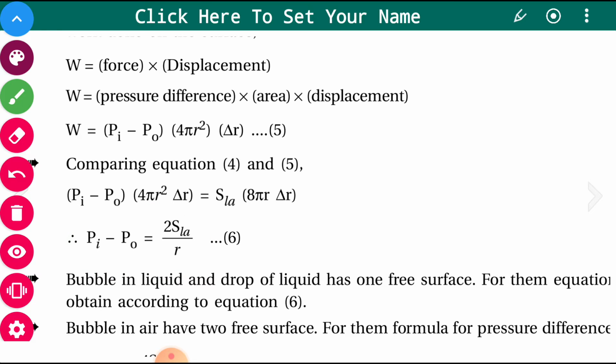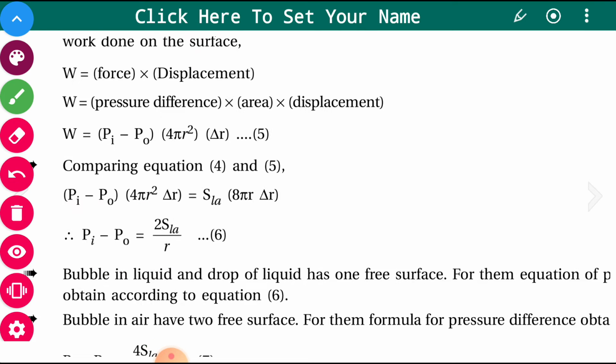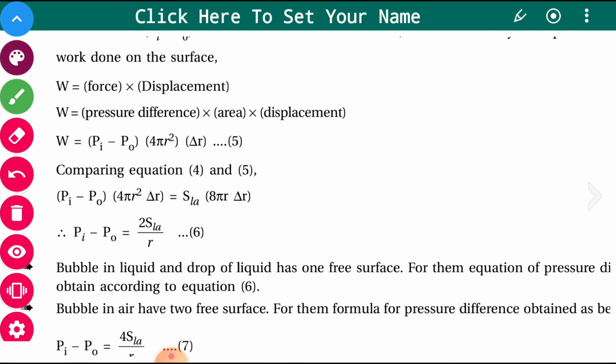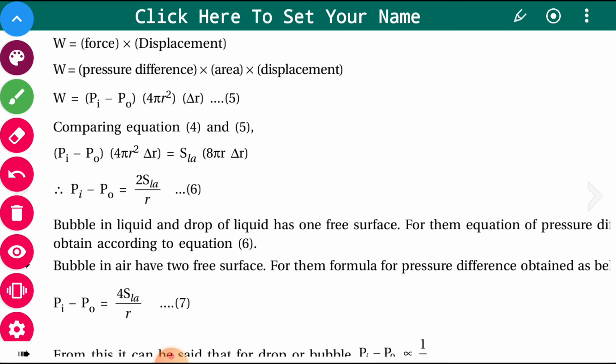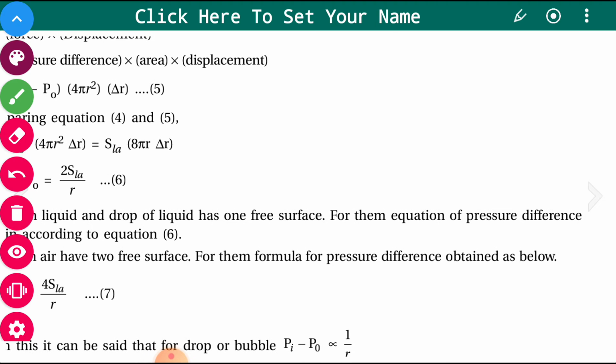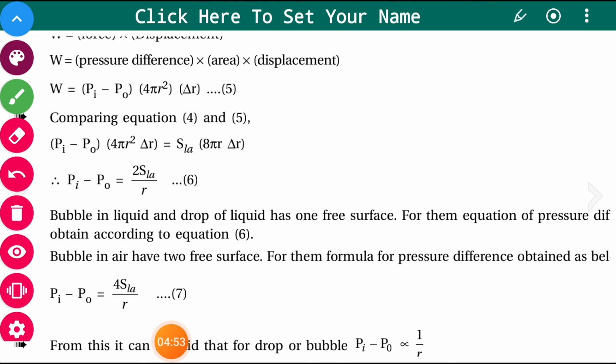Now a bubble in liquid and a drop of liquid have only one surface, or one free surface, for which this equation of pressure holds. So whenever the bubble is in liquid, or when you have a drop of liquid in air, it has only one surface. Try to understand, it has only one surface.